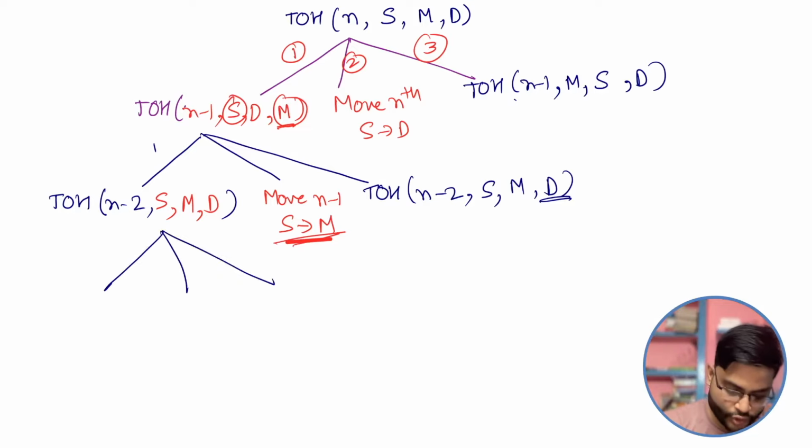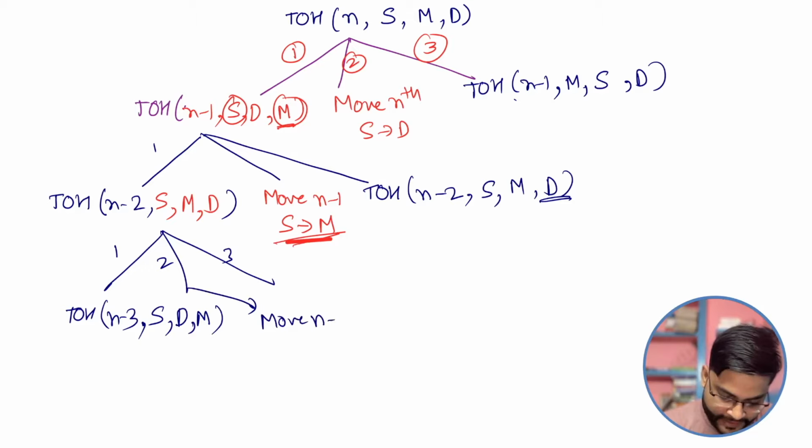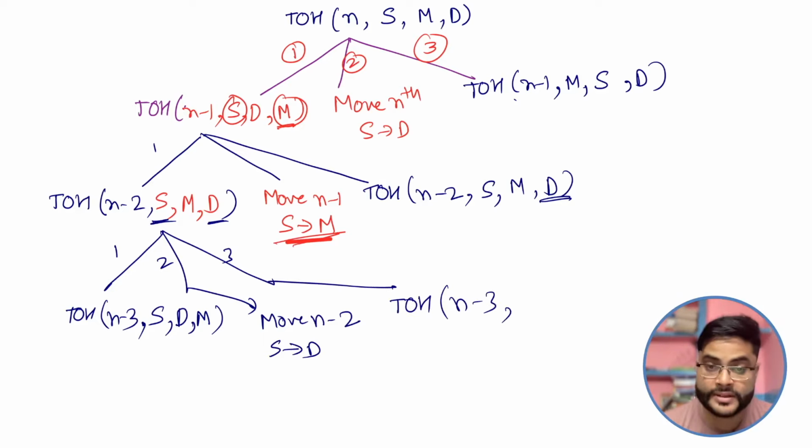Again, I will have to do 3 steps. Now here my recursive call is for n minus 3. My source will remain the same and my middle and destination will keep on interchanging, so D and M. Here I will move my n minus 2 disk from source to destination, and again I will call my recursive function for n minus 3 disk. In the second call, my destination will remain the same, but my source and middle will keep on interchanging. So my source will be M and my destination will be S.